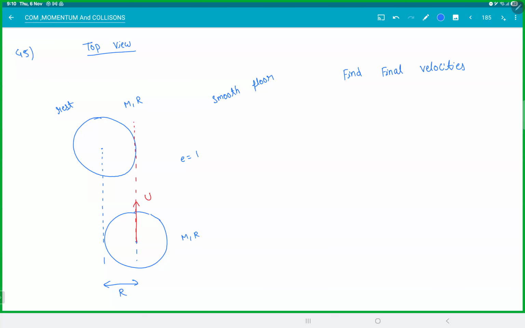I hope the question is clear. You're playing carom, one coin is at rest. You took another coin, same mass, same radius, and you're hitting like this. So the distance between the centers, horizontal distance is r. So after collision, what will be the velocities?